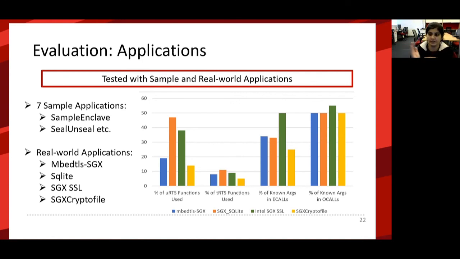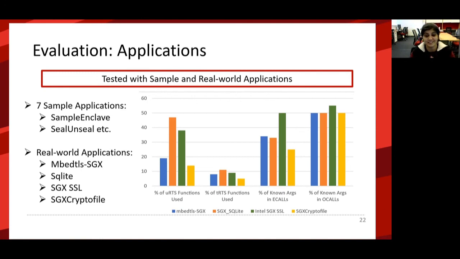Each color bar here represents an application, while the y-axis is the percentage starting from 0. The first group shows the percentage of URTS, or the untrusted runtime system functions, which are used by the application. As we can see, SQLite is the one that uses the maximum, about 45% of the functions. So there are 55% of those functions which are never used, which can be readily removed. So step 1 of function level debloating removes the available functions by a great margin.